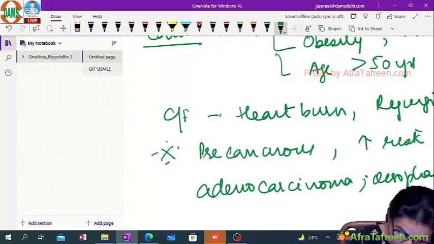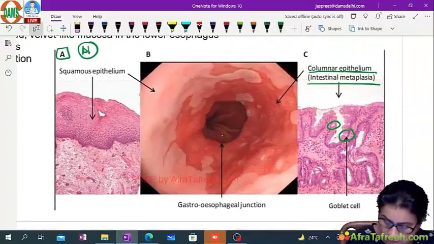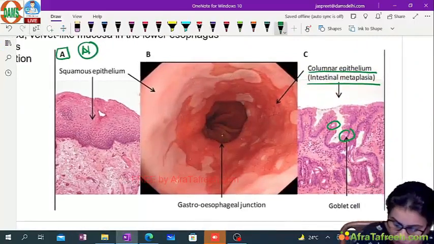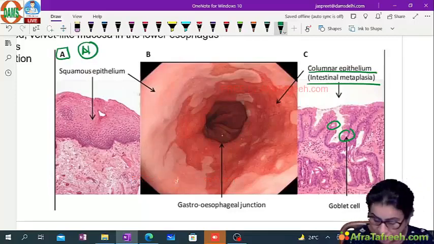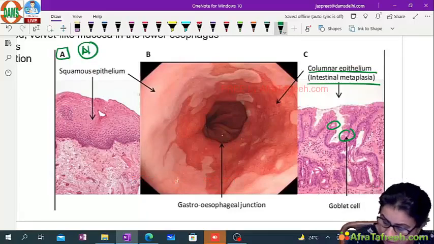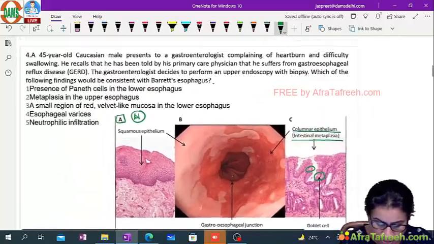Look at the picture once more. Picture A is the normal esophagus. B is the endoscopy, where normal is appearing pinkish white in color, whereas areas of Barrett's are reddish, with a red velvety appearance. And you can see columnar cells with goblet cells replacing the esophagus. Now you can look at the type of question.